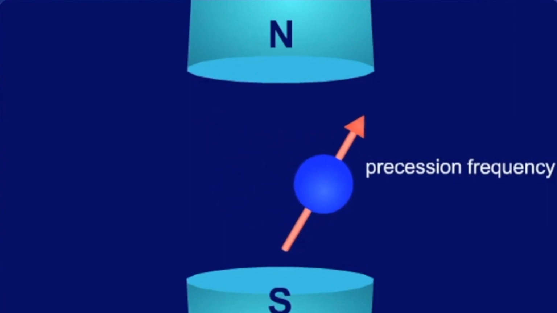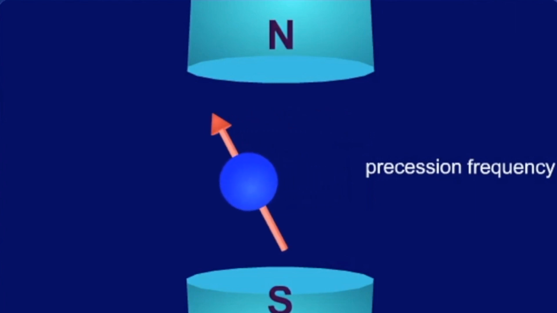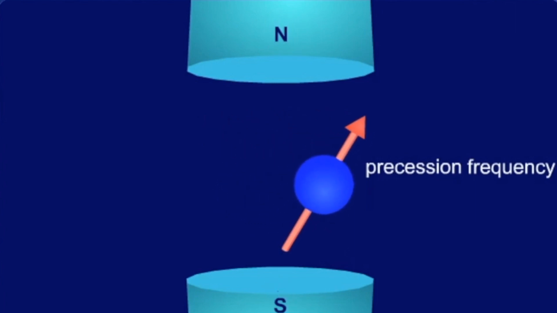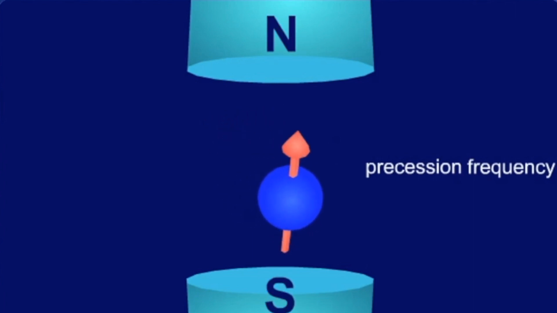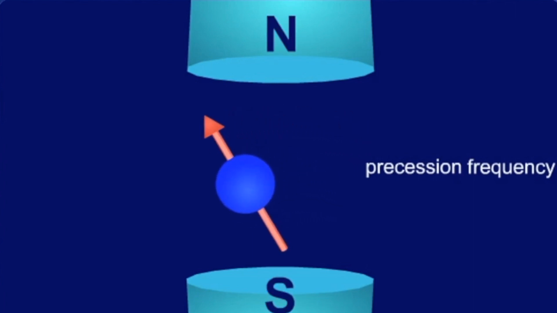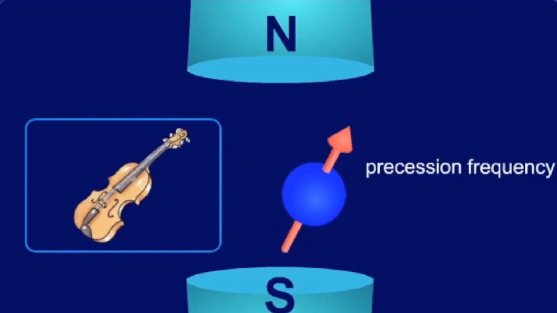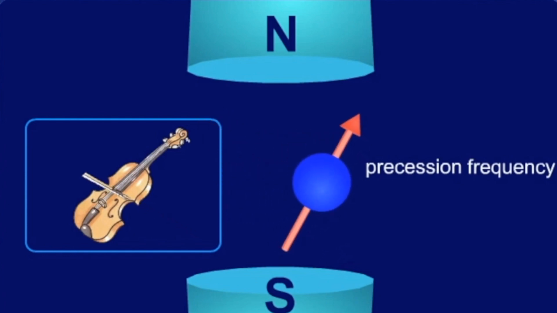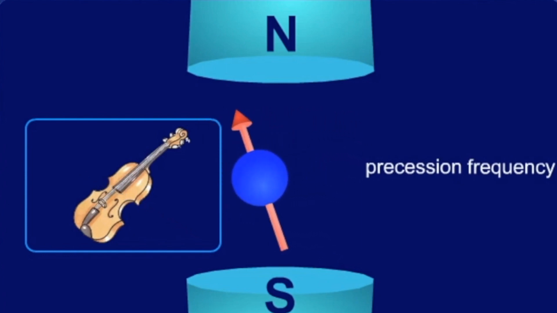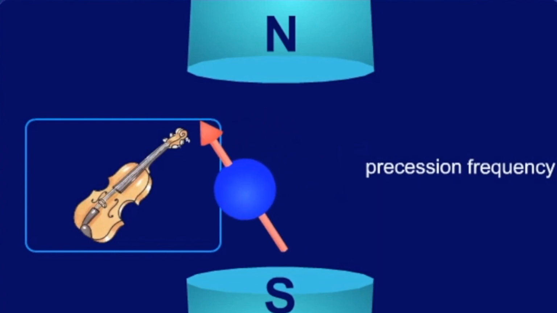This precession frequency is not constant. It depends upon the strength of the magnetic field in which the protons are placed. The stronger the magnetic field, the faster the precession rate, and the higher the precession frequency. This is like a violin string. The stronger the force exerted upon the string, the higher its frequency.